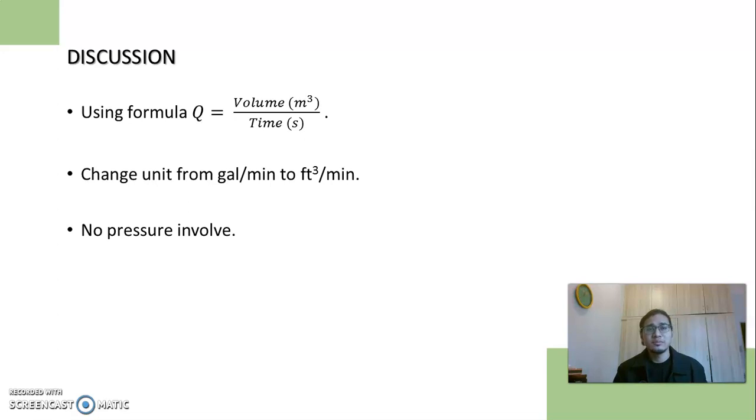Alright, for the discussion part, I use the formula Q = volume per time, and I also did some unit changes, changing the unit of volumetric flow rate from gallons per minute to feet cubed per minute in order to make the calculation easier. And the last one is there is no pressure involved because we didn't calculate any sectional area, especially at the faucet part.